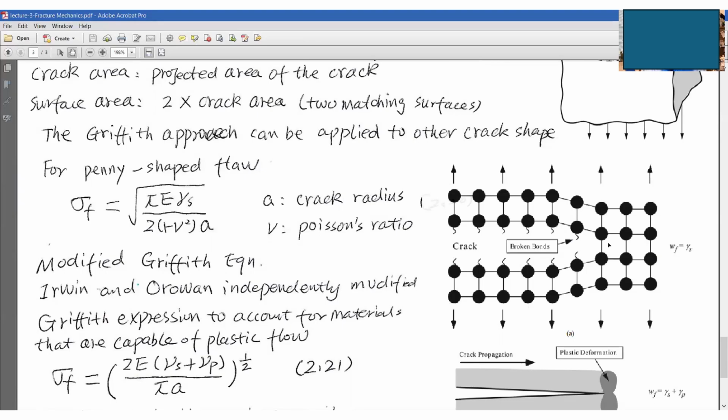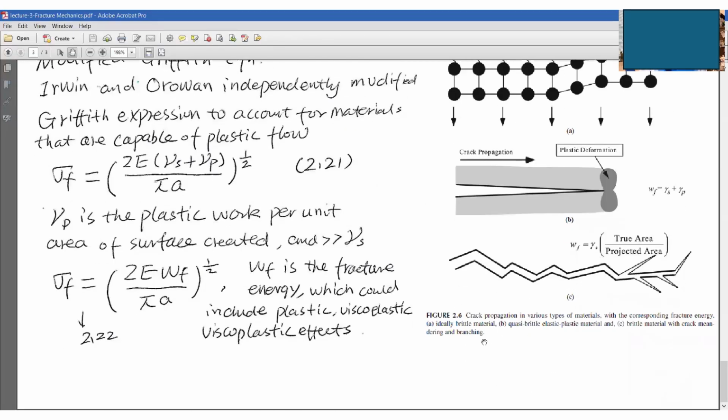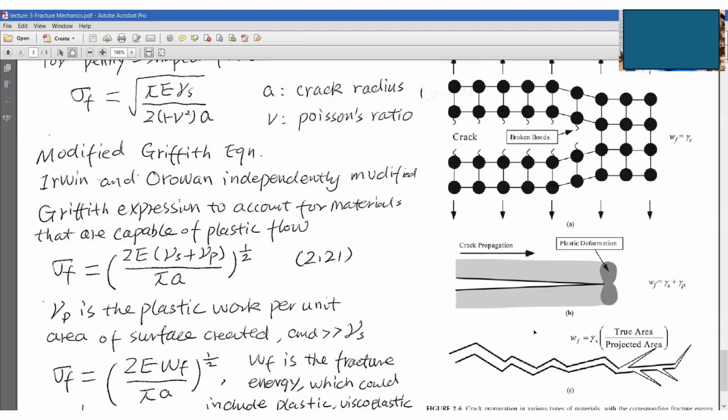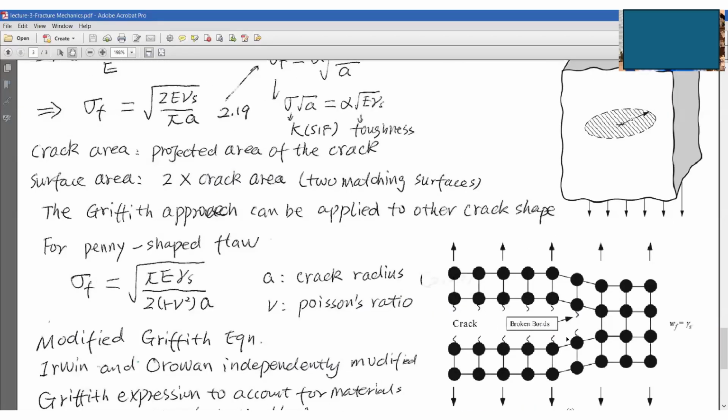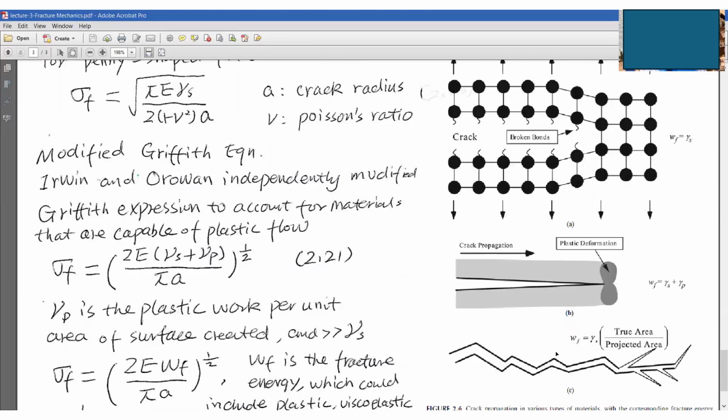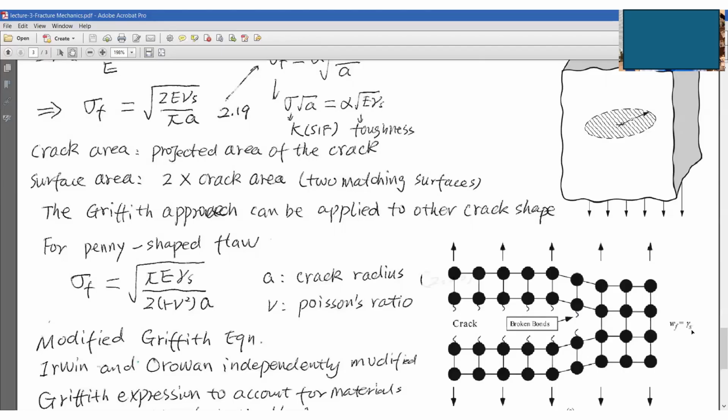For the first case scenario, look at this one. This is ideally elastic. This is ideally brittle material, only elastic, no plastic. And this is a crack, because the bonds break, these are the broken bonds, right? So for this case, W_f, the fracture energy, equals gamma_S only, because no plasticity is involved. So this is case scenario 1.